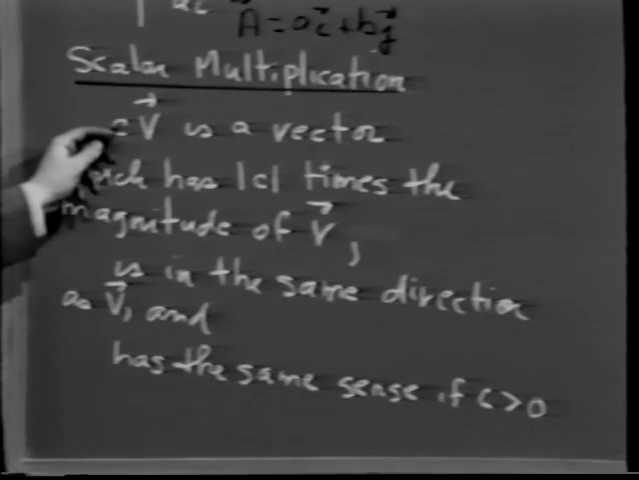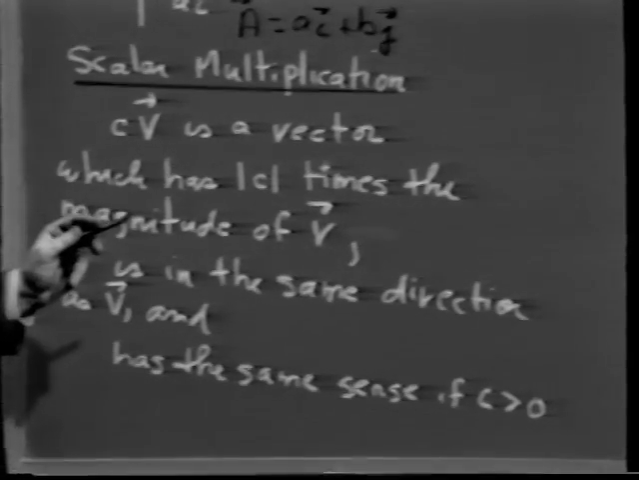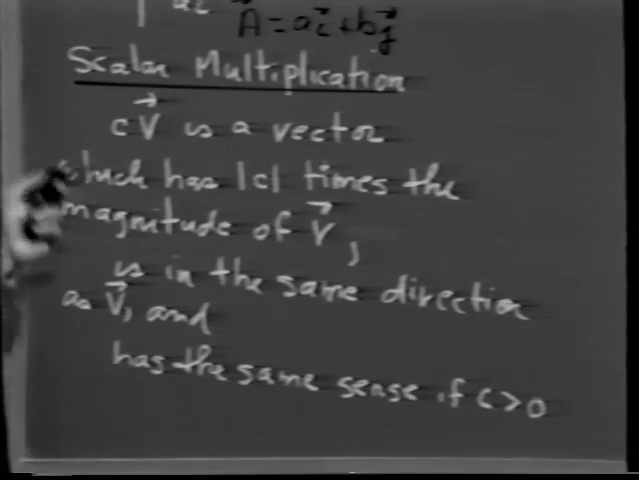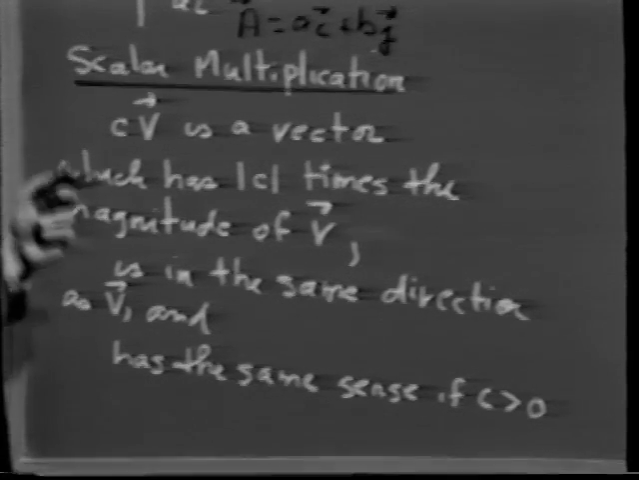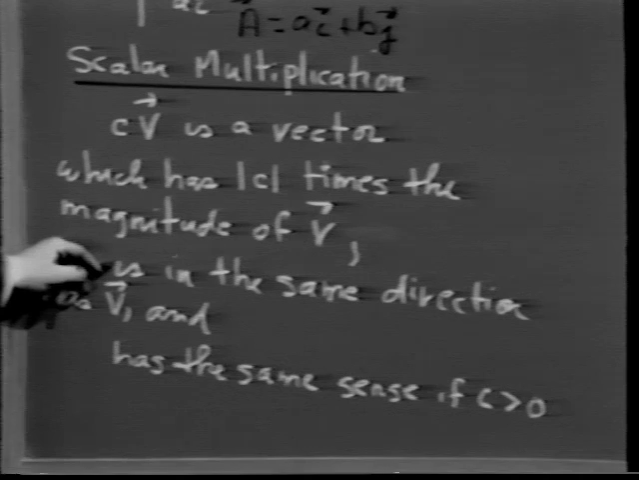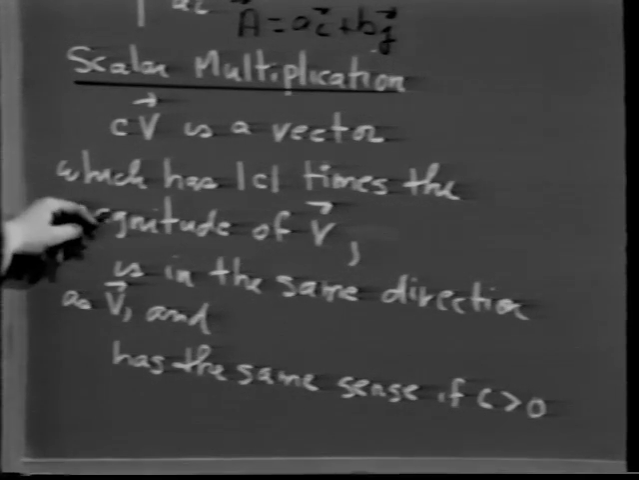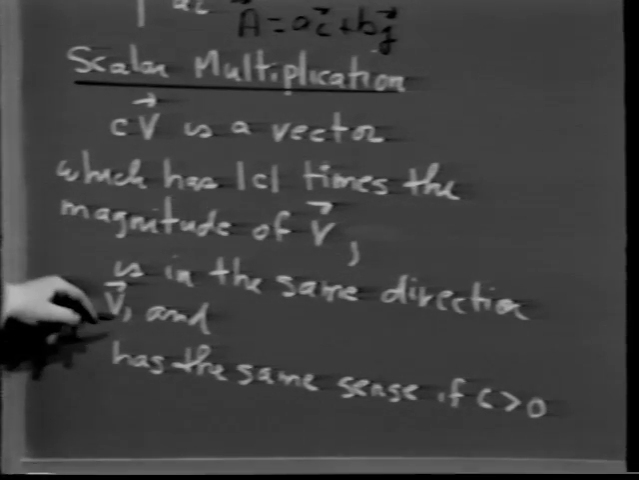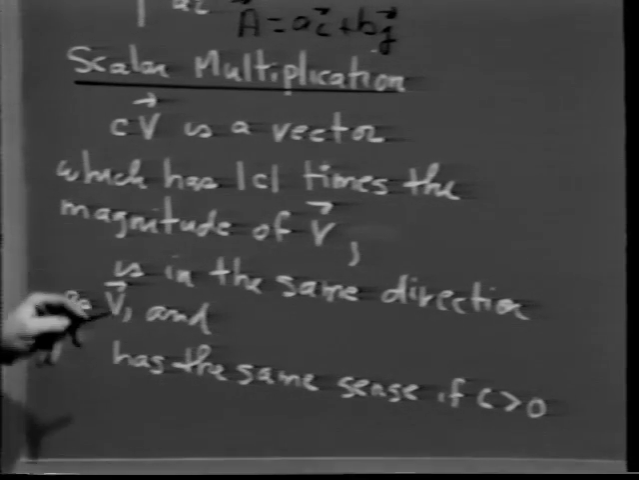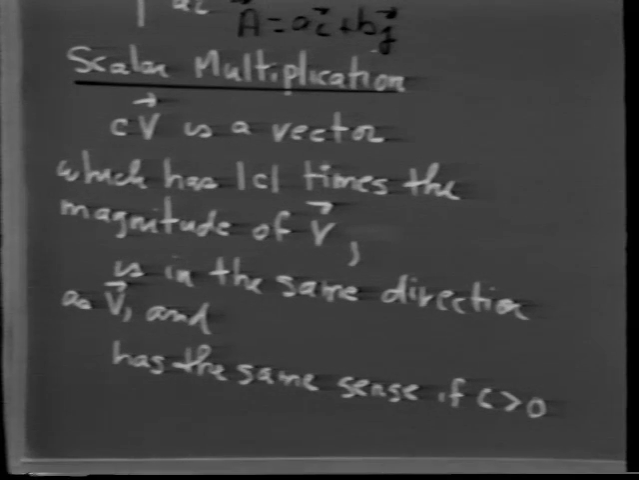For example, 2 times V would be a vector whose magnitude was twice that of the vector V. Negative 2 times V would also be a vector whose magnitude is twice that of V. The other property is what? I've just told the magnitude. I also have to give you the direction and the sense. C times V is in the same direction as V. In other words, minus 2 times V and plus 2 times V both have the direction of V, and both are what? Twice the magnitude of V.